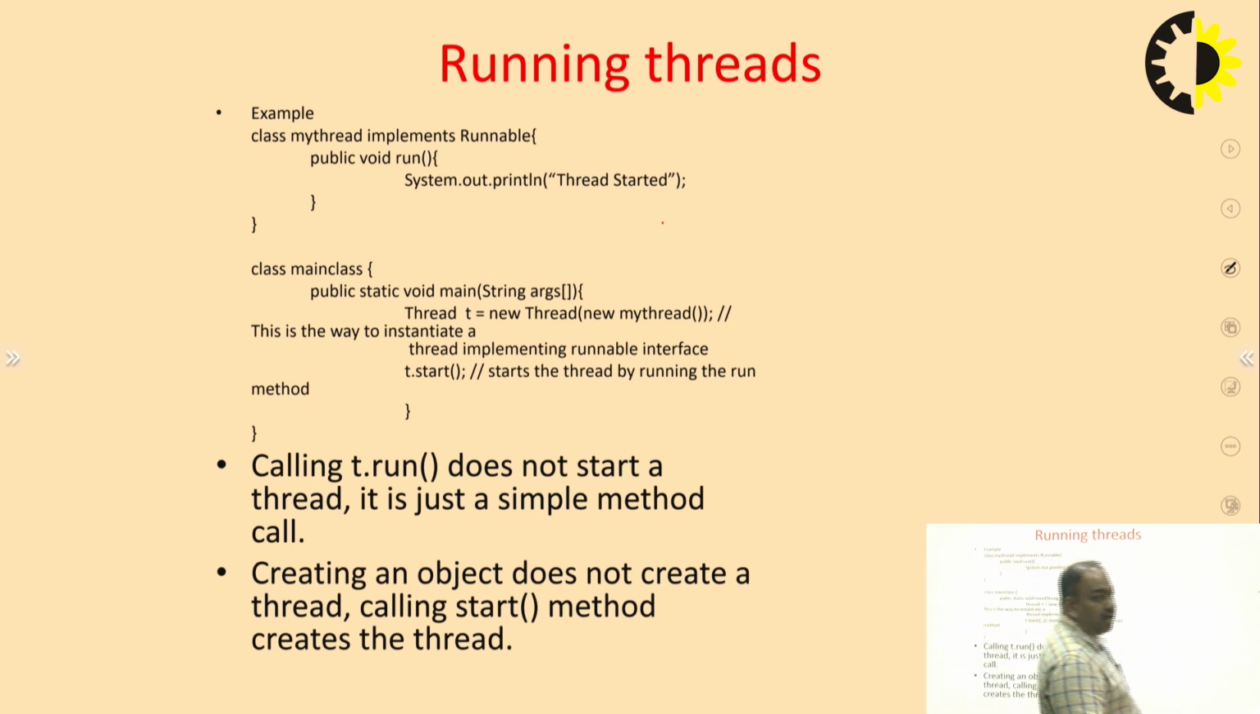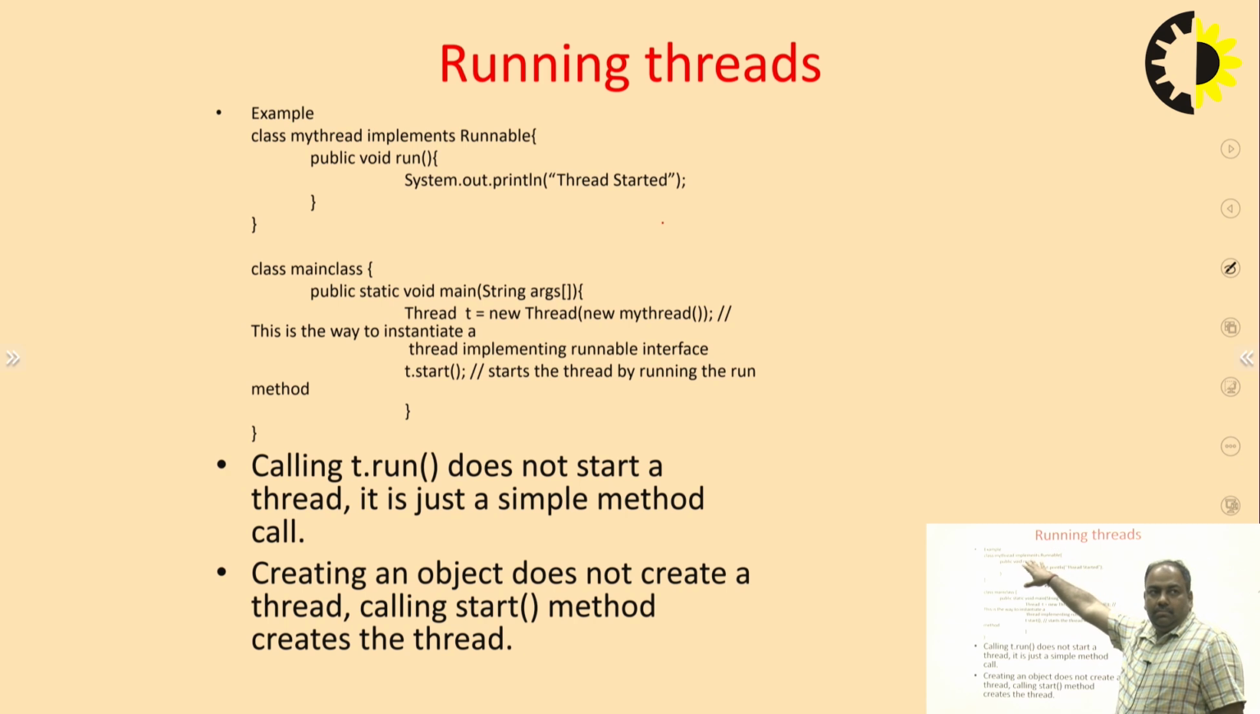So calling the dot run does not start the thread, it is a simple method call, but for running of the thread what we need is t dot start. So by using the t dot start method, we start the running of the thread. This t dot start will execute whatever method we have written in the run method. So what is the output of this program? The output of this program is thread started.